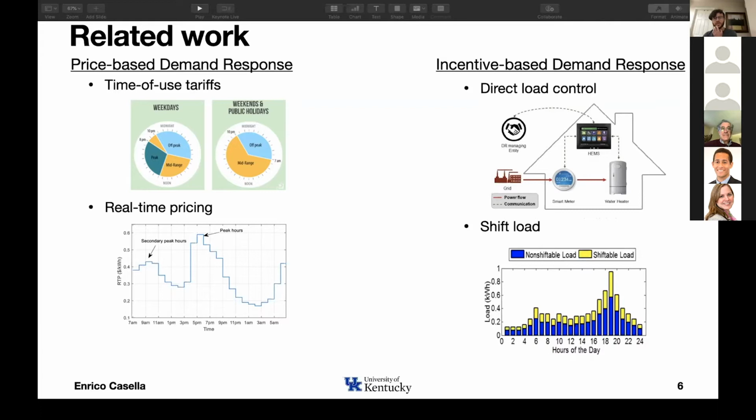Now, the problem with this is that it may happen that there is a peak and not many people are actually using those appliances. And so that's where the demand side bidding comes in, which is basically what we do and what I will talk about a bit later.